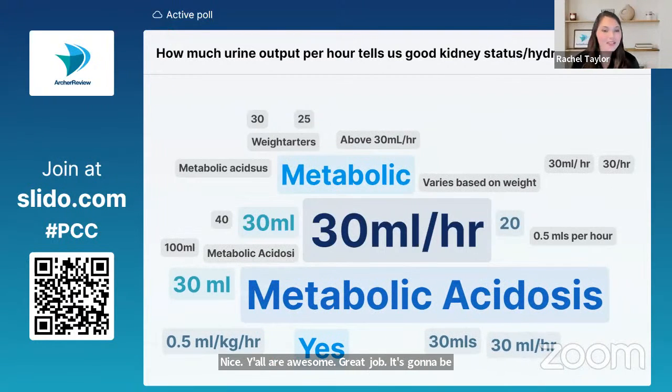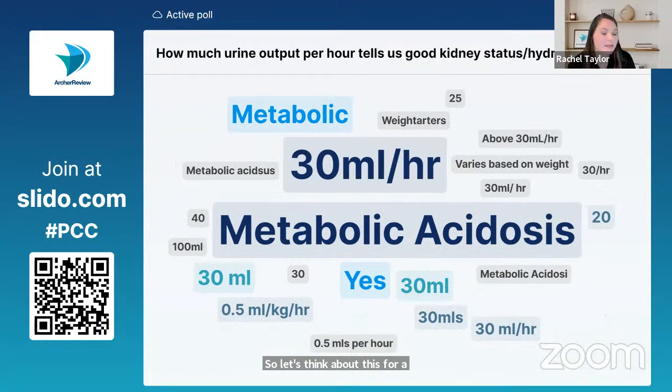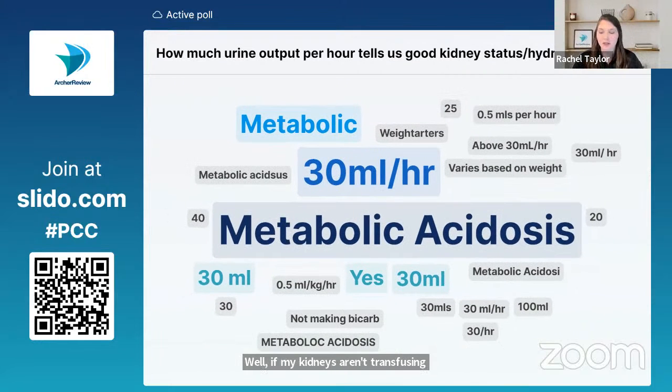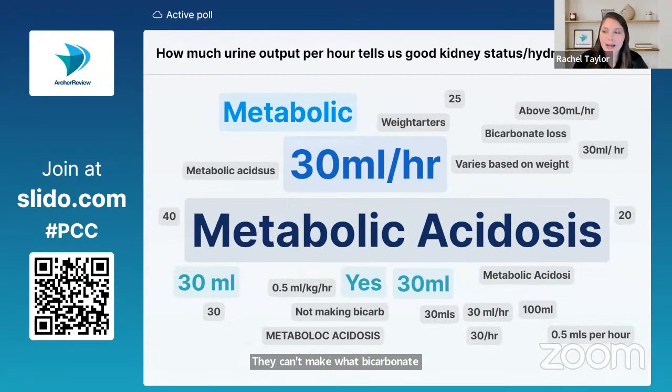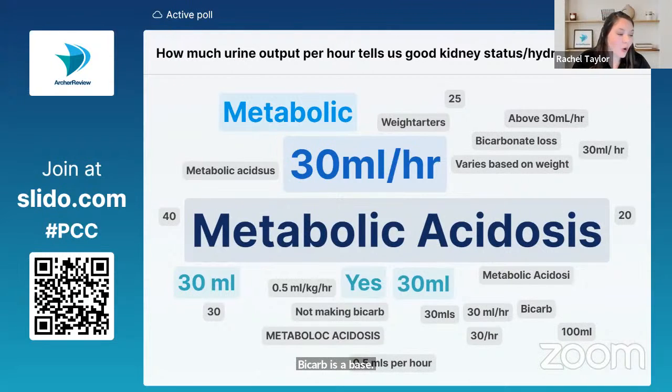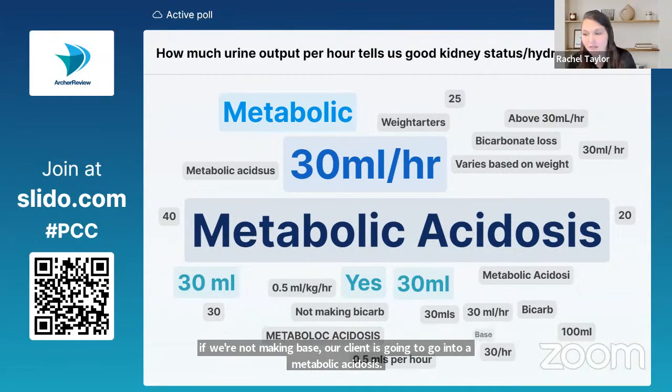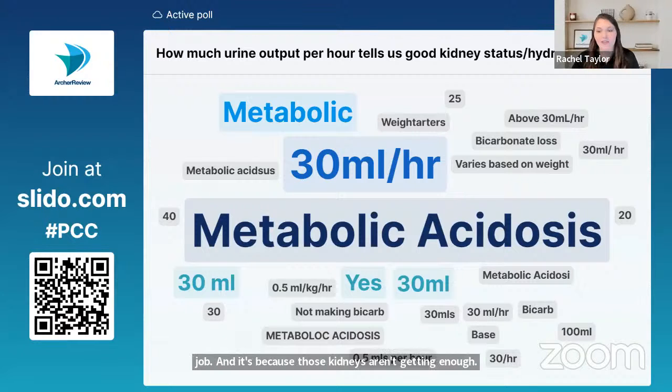So let's think about this for a moment with metabolic acidosis. Why are we going to see a metabolic acidosis? Well, if my kidneys aren't perfusing, what happens? They can't make what? Bicarbonate. Bicarb is a base. And if we're not making base, our client is going to go into a metabolic acidosis. Amazing job. And it's because those kidneys aren't getting enough blood and therefore they're not getting enough oxygen. Incredible.